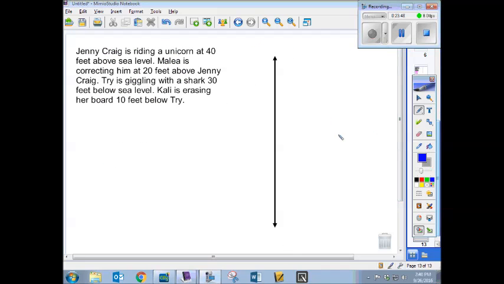Great. All right, let me record. Jenny Craig is riding a unicorn at 40 feet above the sea level. First of all, we're going to go ahead and put sea level on there, 0 feet. Everybody got that? We know that Jenny Craig is up there at 40 feet. We'll put JC for Jenny Craig.